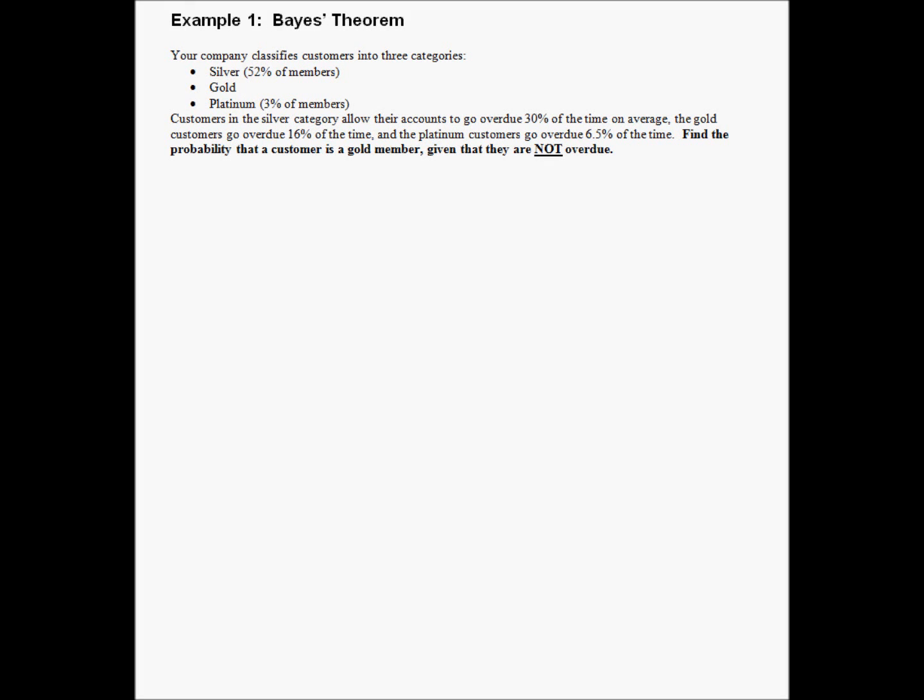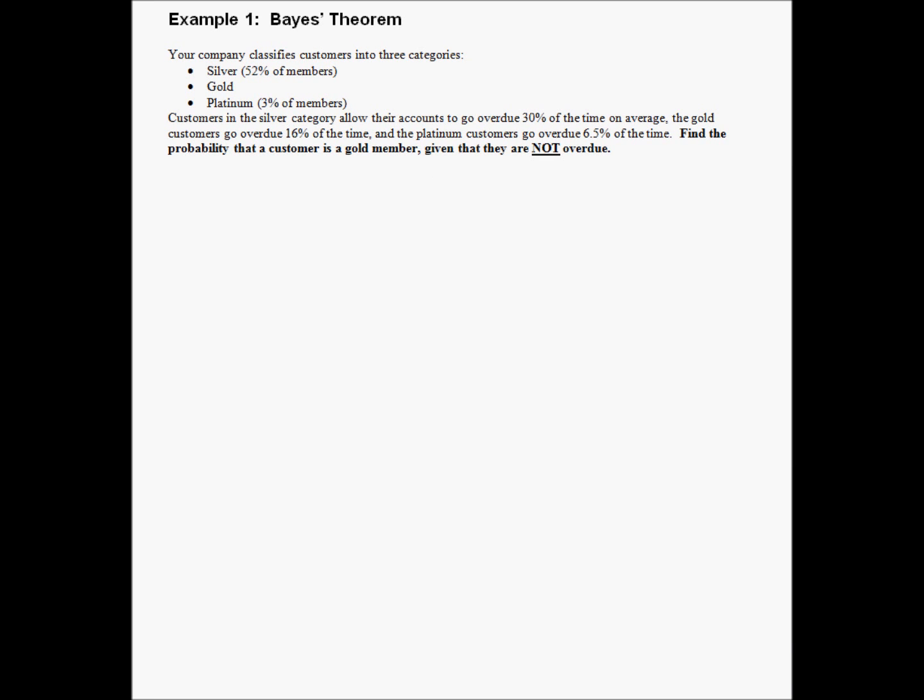Example 1, Bayes' theorem. Your company classifies customers in 3 categories: silver, gold, and platinum. Customers in the silver category allow their accounts to go overdue 30% of the time, gold customers 16% of the time, platinum customers 6.5% of the time. Find the probability that a customer is a gold member given that they are not overdue.